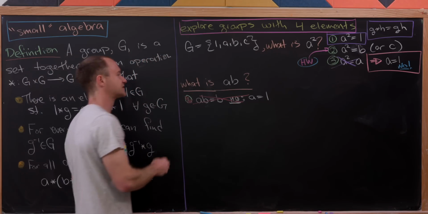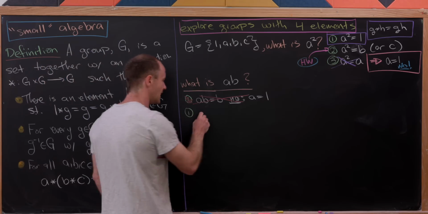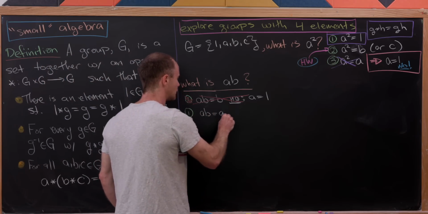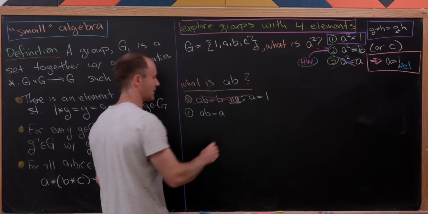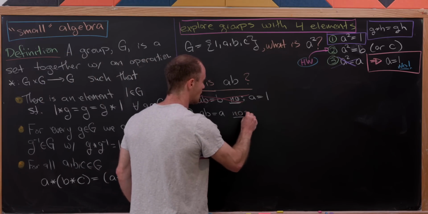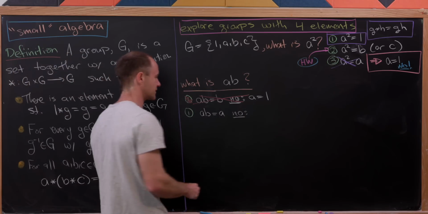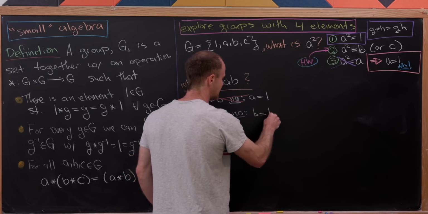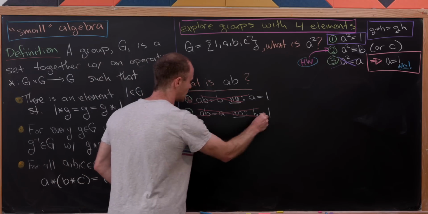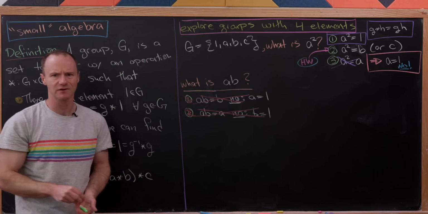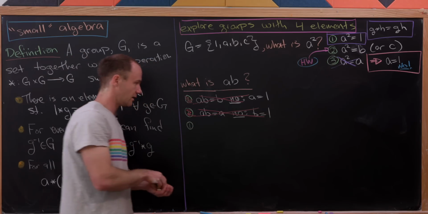Okay, so maybe let's start over. We've got a new number 1. Well, maybe A times B could be equal to A. Oh, but we're going to end up with a fairly similar problem there. So I'll just say no, and that's because here we could left multiply by A inverse, and that will give us B is equal to 1. Okay, so that means that this is also not a possibility. So that's not really number 1 either. So now let's look at a new number 1.